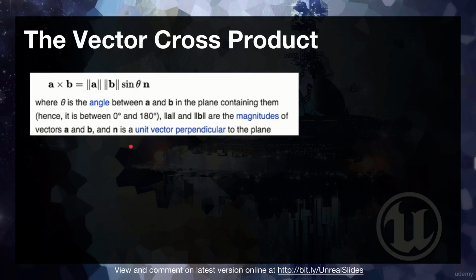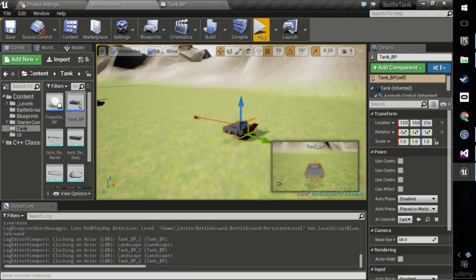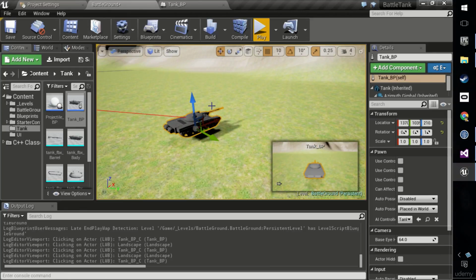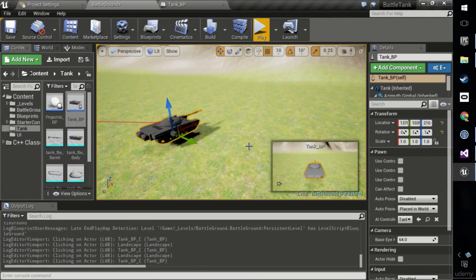So A and B create a plane, just like over in Unreal here. If we click on this dude, the red and the green arrows define the ground plane. Blue is perpendicular to it. And the direction that it's in depends on the left-hand rule. If you put your left hand out, put your index finger along the red line, your middle finger down the green arrow, and your thumb pointing upwards. That's the left-hand rule. So the X is your index finger, the Y, the green, is your middle finger, and then your thumb, in this case, tells you which direction the Z would be in, or the N vector.